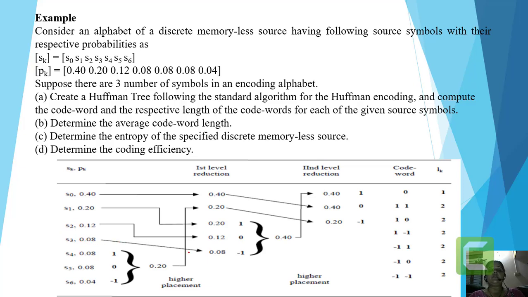0.08 will be carry forwarded over here. Assigned digit is -1. It is involved in the combined probability of 0.40. 0.40 is assigned the digit 1. It is traced back for the code word. So 1 is taken. Then we are tracing for this 0.08. So it is with -1. Here no assignment. So we will find the code word for this 0.08 as -1 1.